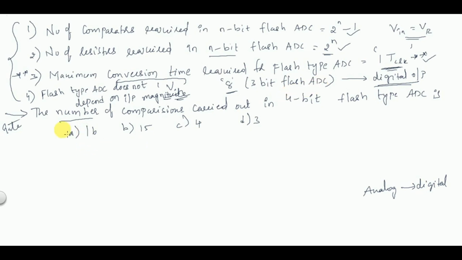The number of comparisons carried out in a 4-bit flash type ADC is, we know that the number of comparisons means the number of comparators. I have given you the formula, which is 2 power n minus 1. A 4-bit flash ADC means n is equal to 4, so 2 power 4 minus 1 is equal to 15. So 15 is your answer. This is about flash type ADC and its important points.